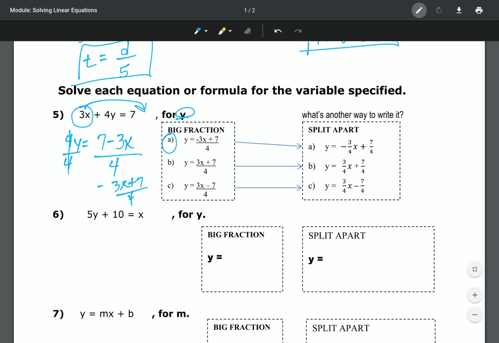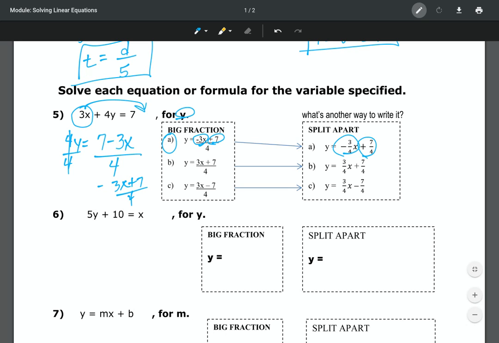And if we split this apart, meaning if you divide 4 by each of the two terms, a term would be negative 3x is a term, and then 7 is another term. So if you take negative 3x divided by 4, it's going to look like negative 3/4x. If you take 7 divided by 4, of course, that's going to be 7 over 4.